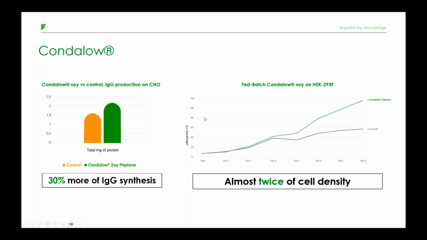Then we ran another experiment with HEK cells to see the density of the cells, since the HEK cell line is used more for viral vectors and virus processes. In this industry, the density of cells is more important, and we saw that supplementing the media with the Condalow peptones produces almost twice the cell density.